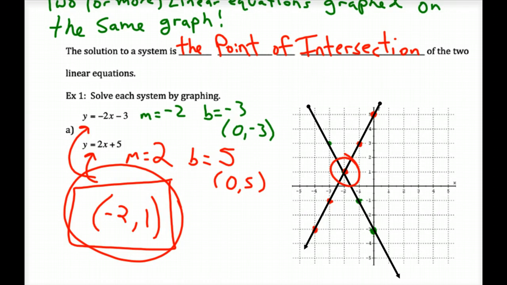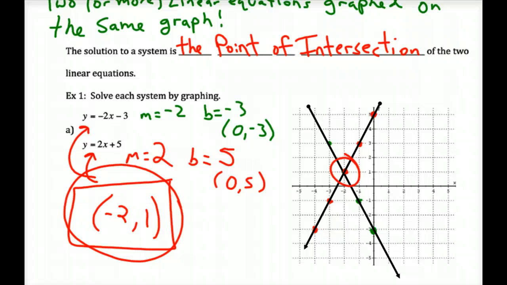-2 times -2 is 4. 4 minus 3 is 1. Y would be 1. And then 2 times -2 is -4, plus 5, again, is 1. So that one doesn't work.